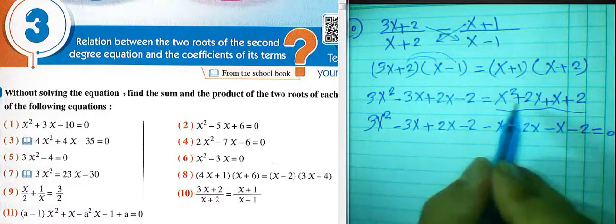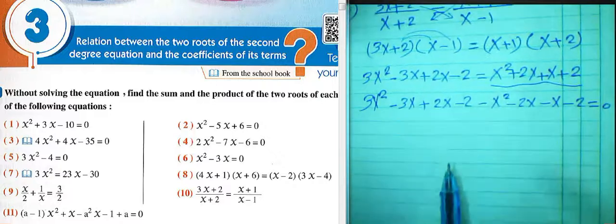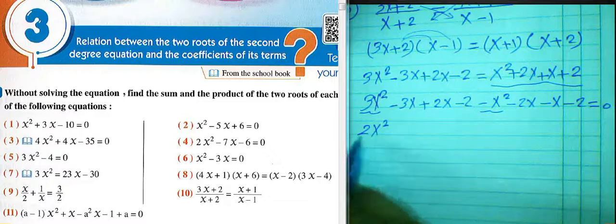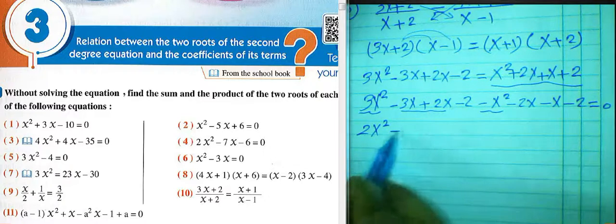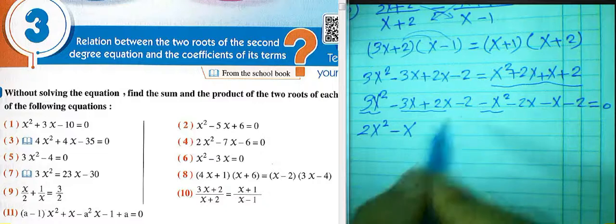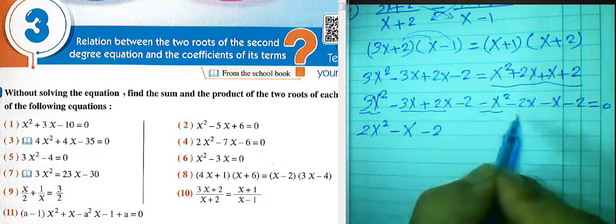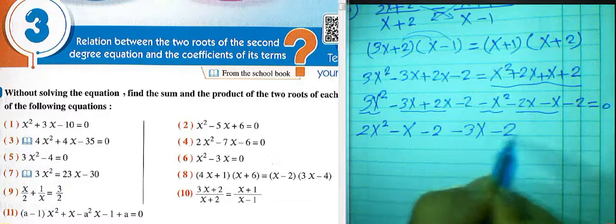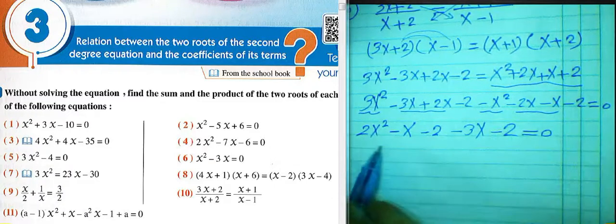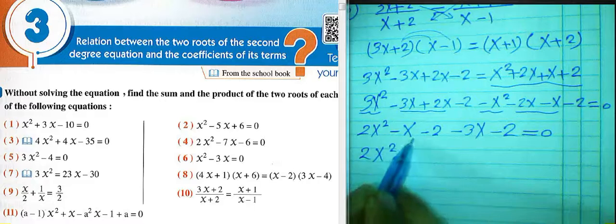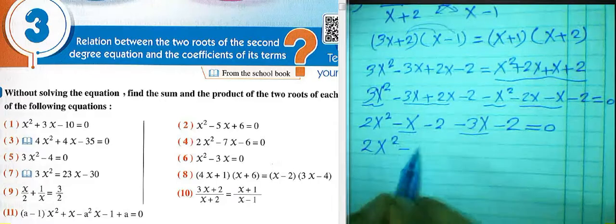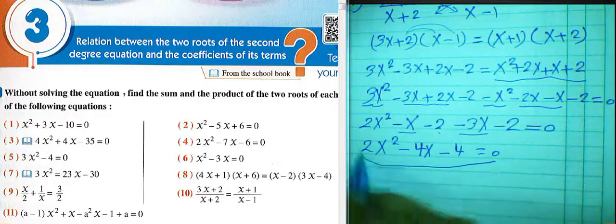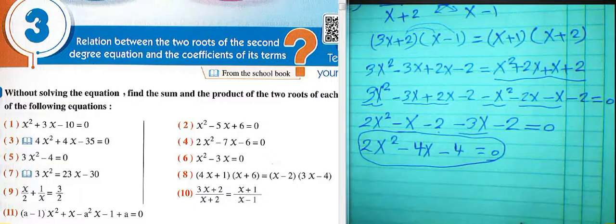We move all this to the left hand side. 3x power 2 subtract x power 2 equal 2x power 2. Negative 3x plus 2x equal negative x. Subtract 2. Negative 2x plus negative x equal negative 3x, plus 2 equals 0. 2x power 2, subtract x, subtract 3x, subtract 4x. Negative 2 and negative 2, negative 4. So we will finish the equation with the simplest form.